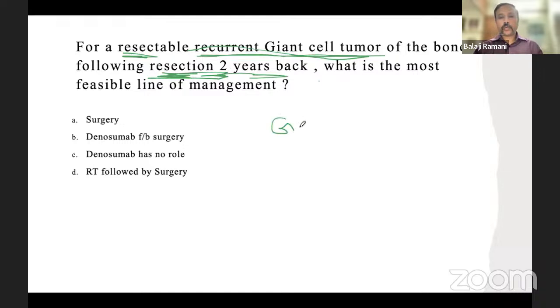So this is going to be a question on GCT. You have a GCT of the bone, which was already operated 2 years back, and now the patient has a resectable but recurrent giant cell tumor. What is the most feasible line of management?